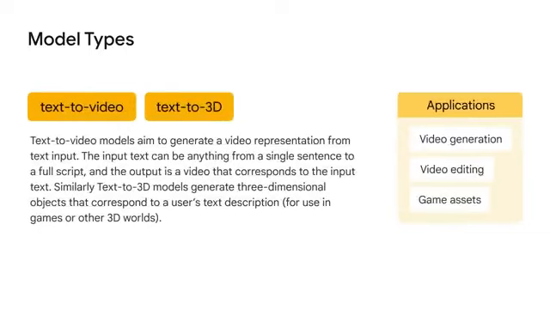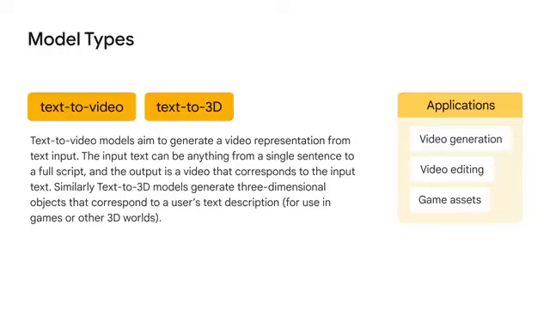Text-to-video and text-to-3D. Text-to-video models aim to generate a video representation from text input. The input text can be anything from a single sentence to a full script, and the output is a video that corresponds to the input text. Similarly, text-to-3D models generate three-dimensional objects that correspond to a user's text description.